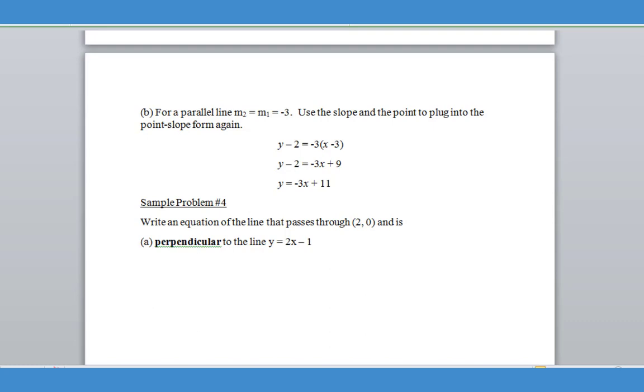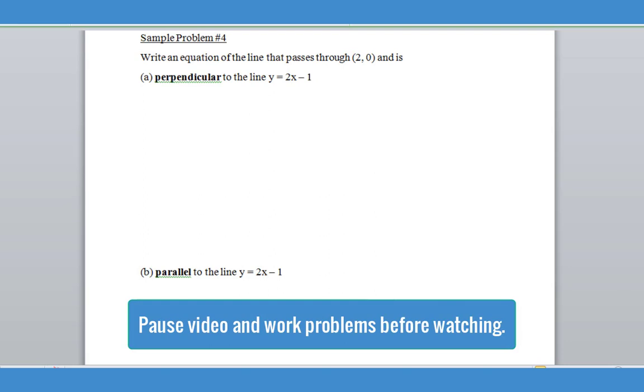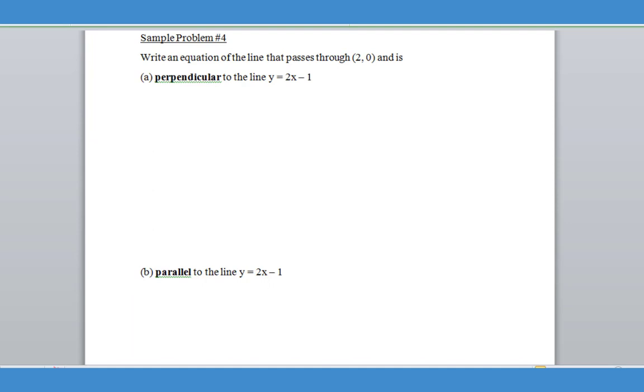So sample problem 4 is going to have you work similar problems. Part A asks for a perpendicular line, and part B asks for a parallel line. So go ahead and pause the video and take some time to do that now. Okay, and so we'll start by just identifying the slope, and so we can see here the slope of the line that we're dealing with is 2, and so if we want to find the slope of a perpendicular line, we're going to use the opposite and then the reciprocal, which is negative 1/2.